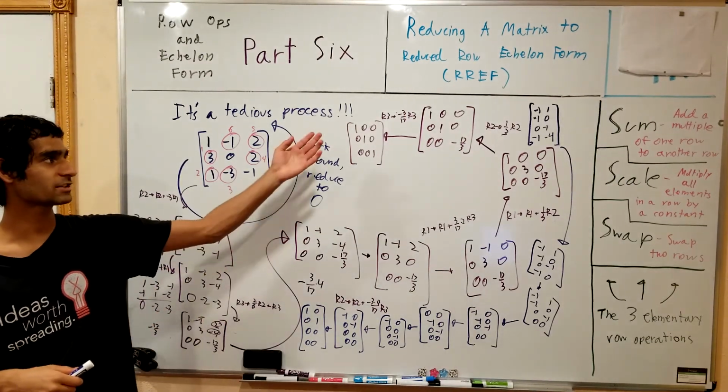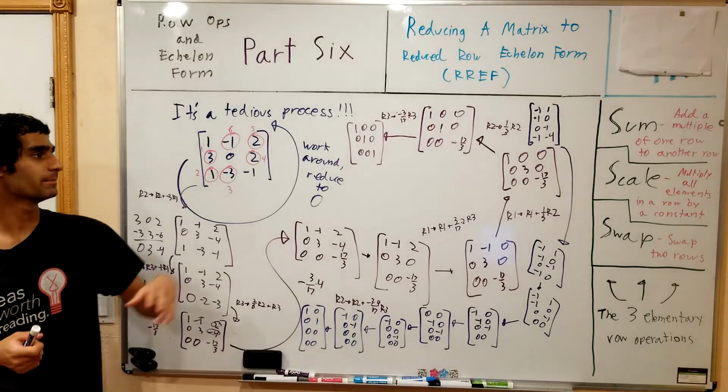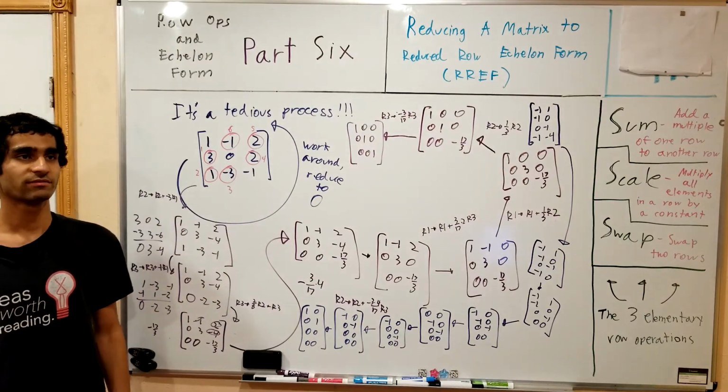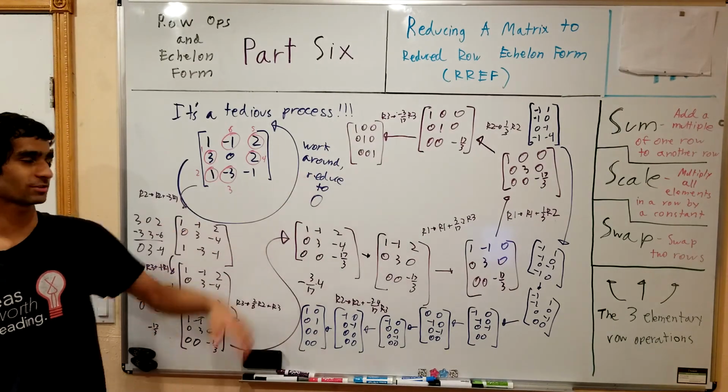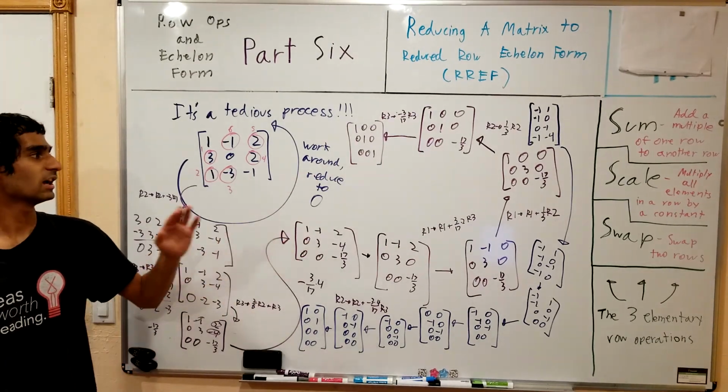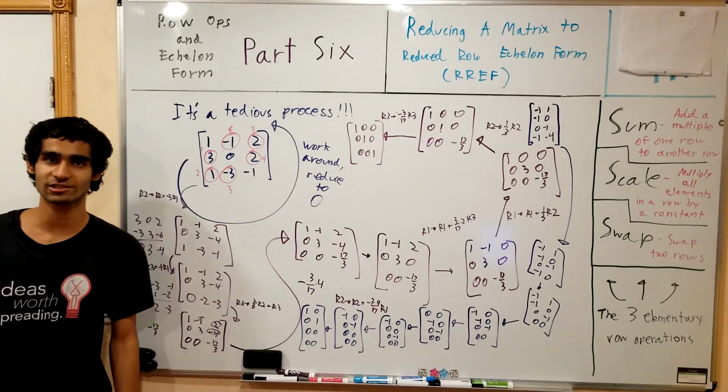In the future, when we're actually applying these matrix reductions and transformations, we'll try to use some shortcuts so that we don't have to go through this whole process, but it's just nice to know how to reduce a matrix to reduced row echelon form.